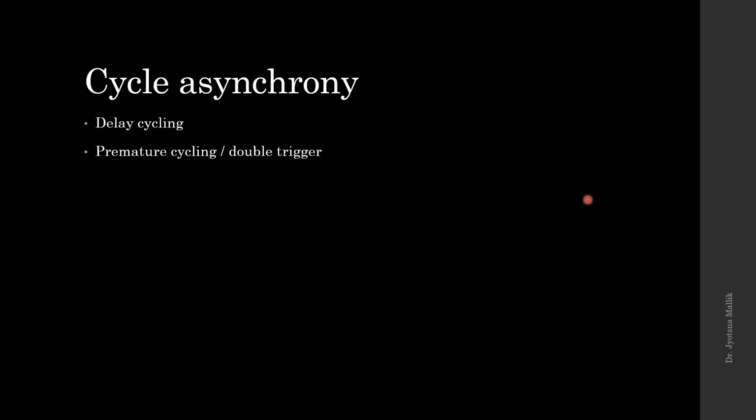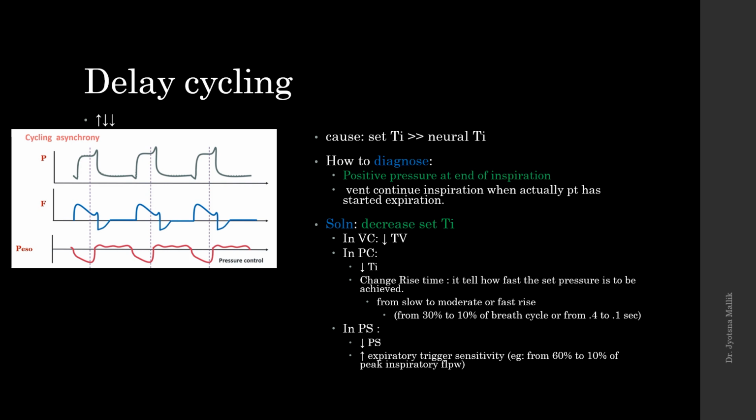Cyclic asynchrony, it could be either delay cycle or early cycle. So delay cycle, what is delay cycle? When the ventilator TI is greater than the patient's TI, delay cycle occurs.